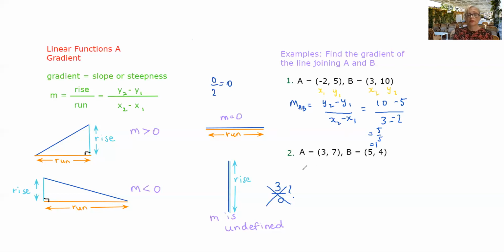Doing the same sort of thing here, gradient from A to B, second y value minus first y value over second x value minus first x value. So 4 minus 7 over 5 minus 3. So we're going to get negative 3 on 2, and I would just leave it like that as an improper fraction. That's perfectly fine.